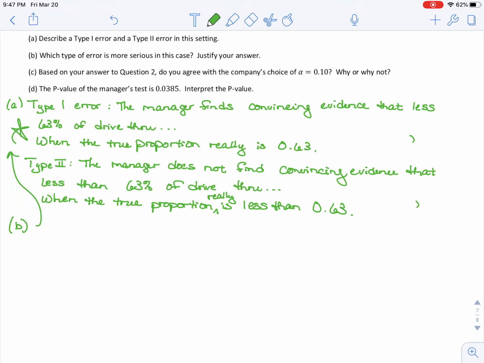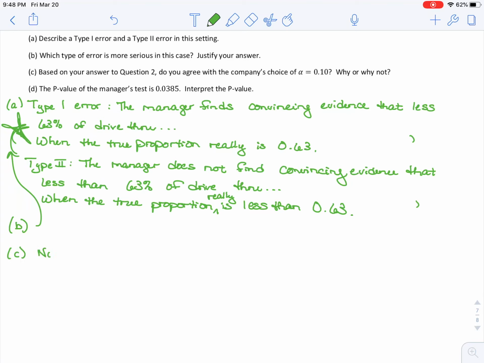Based on your answer to question 2, so knowing that type 1 is the worst of the two, do we agree with the choice of 10%? So remember, this is the probability that you make a type 1 error. If the null hypothesis is true, we're going to get a type 1 error 10% of the time just by chance. So this worst case scenario that could possibly happen to this manager happens 10% of the time just because sampling variability happens. That's not great. So if type 1 error is more serious, it would be better to pick a small significance level, such as 0.05 or even 0.01 if you want to get really dramatic about it.